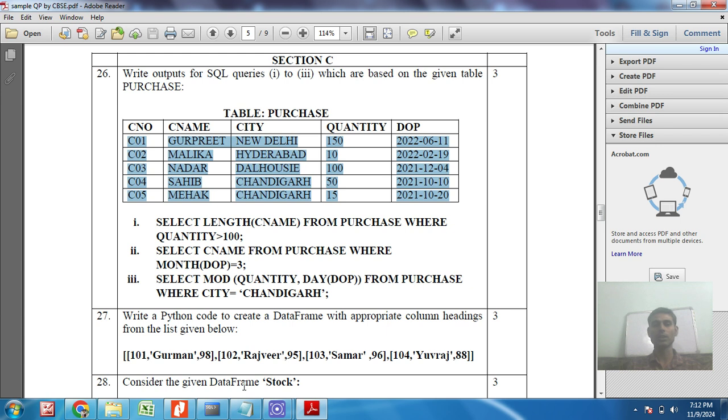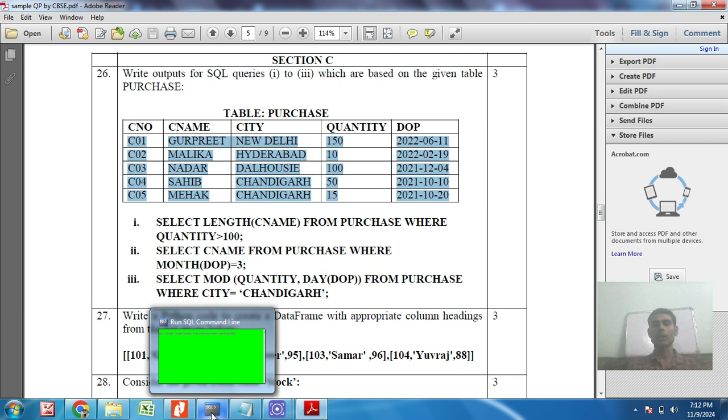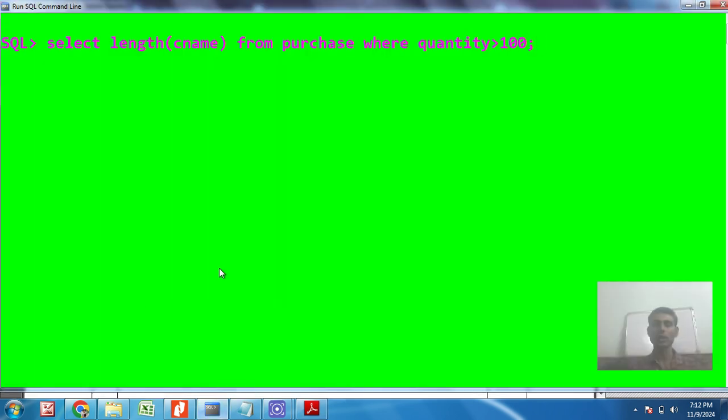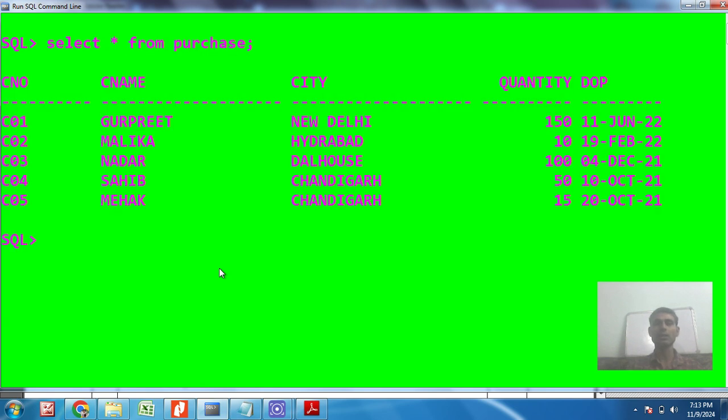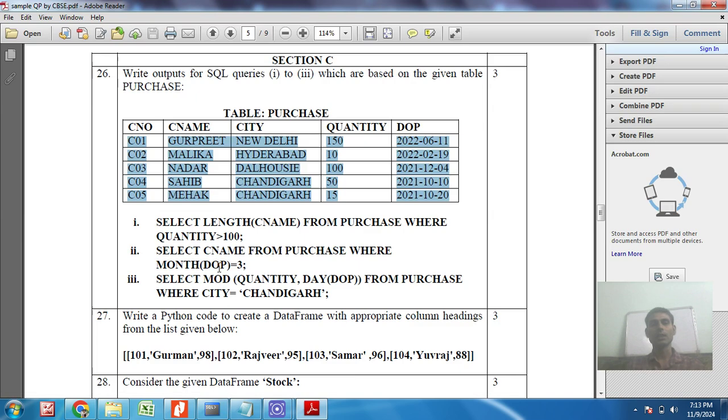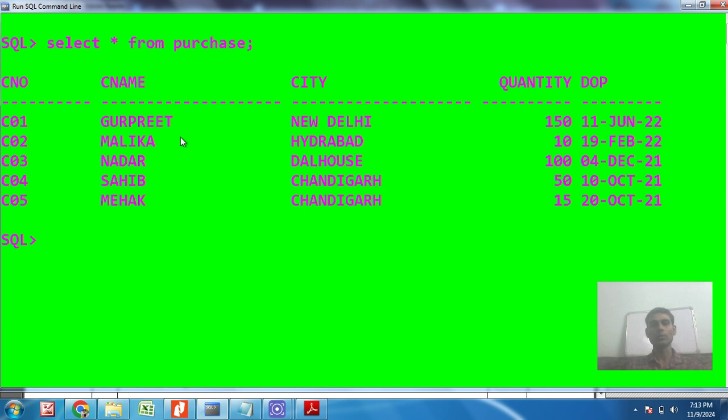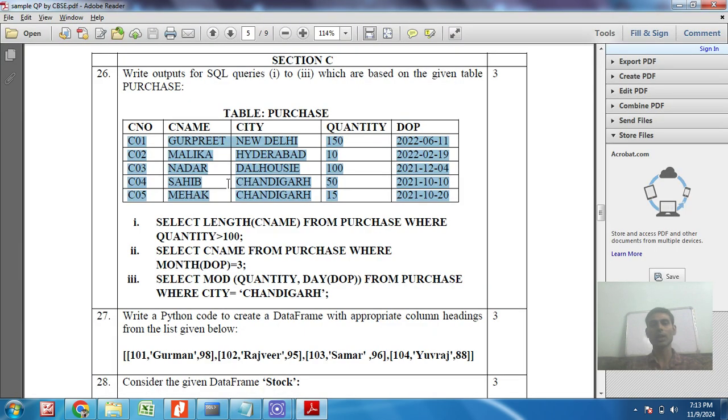So first create the table. Simply we have to create the table. In my first video I have discussed how to create a table. After creating it, select star from purchase. This is the table I have created just as asked in the question paper. Just match the values: Gurpreet, Malika, Nadar, Sahib, Mehak, all the values are the same as given in the question paper.